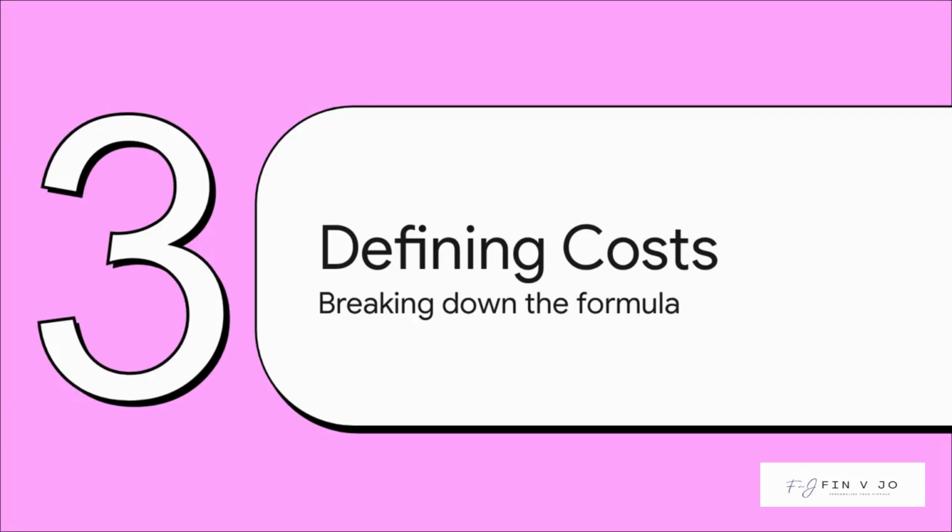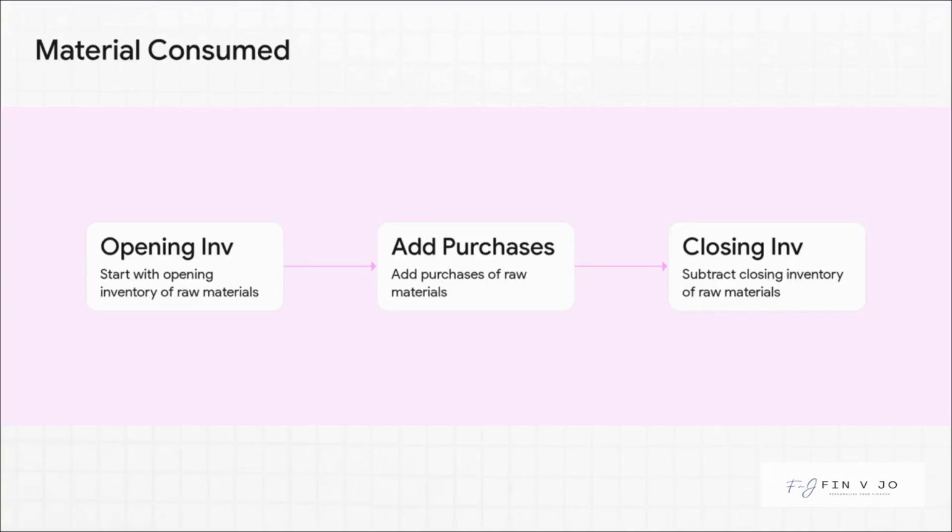That brings us to Section 3, Defining Manufacturing Costs, breaking down the formula. Okay, with that foundational theory out of the way, let's look at the actual elements making up your total manufacturing cost. Every cost calculation starts with the materials you actually used, not just what you bought. To find your base raw material consumed, you just follow 3 totally logical steps.